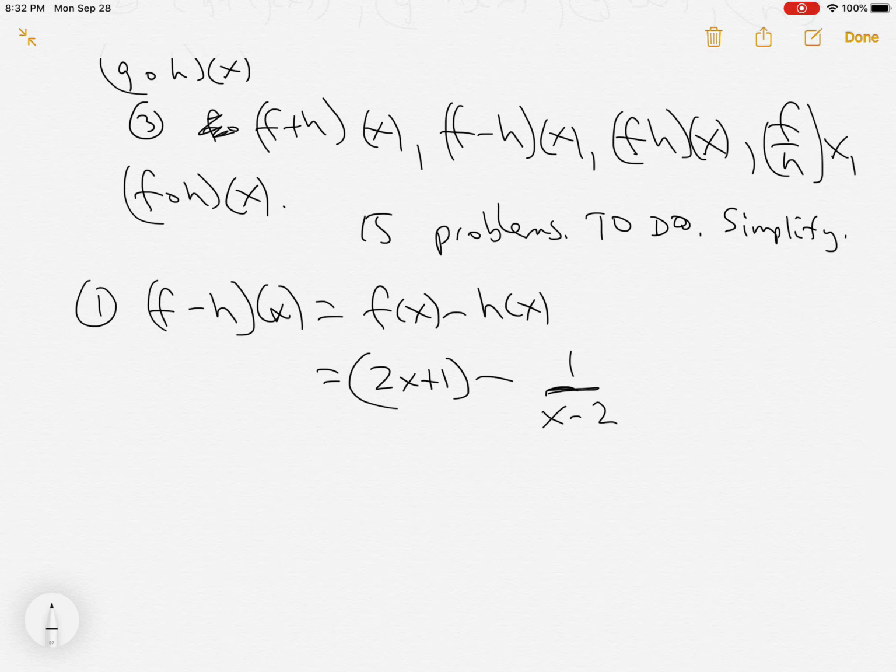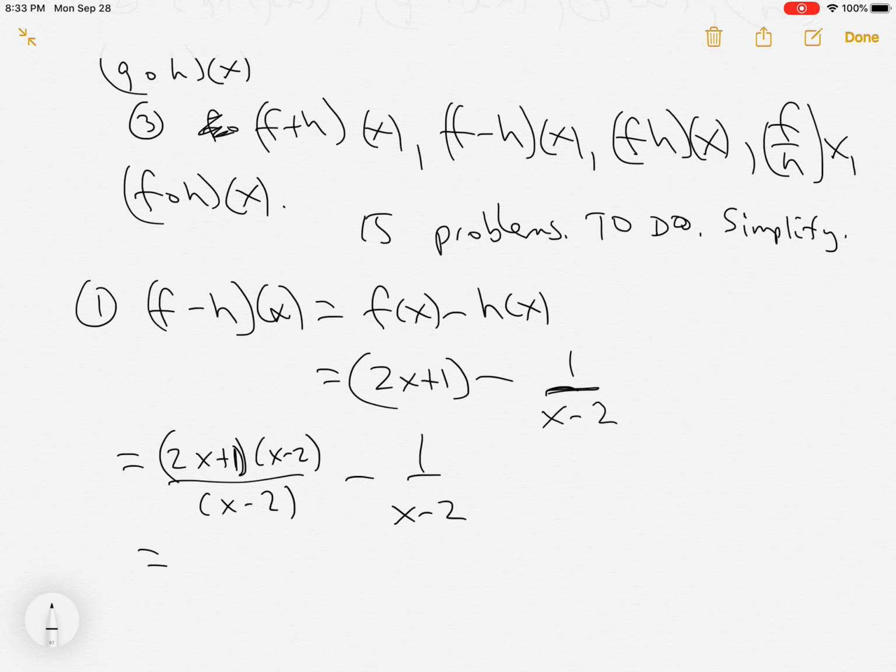Well, this really isn't simplified, so I'm going to move over here. We need to find a common denominator, which is x minus 2. So I take 2x plus 1 and multiply it by x minus 2. And anything I do downstairs, I have to do upstairs. Minus 1 over x minus 2. All right, so now I have a common denominator. So it's 2x plus 1 times x minus 2 minus 1, over x minus 2.